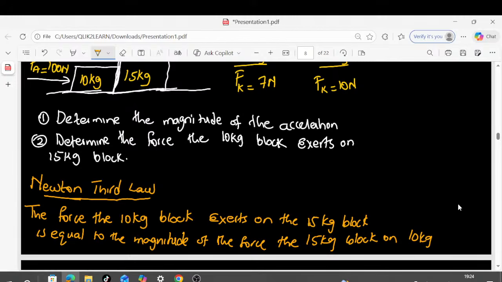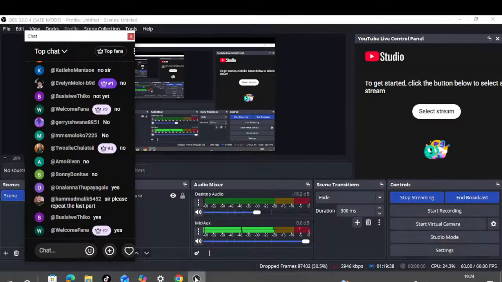Guys, what we are trying to say is that the force applied by the 10 kg block on the 15 kg block is equal in magnitude to the force applied by the 15 kg block on the 10 kg block. That's Newton's third law. Can you please confirm if you understand that part, please?